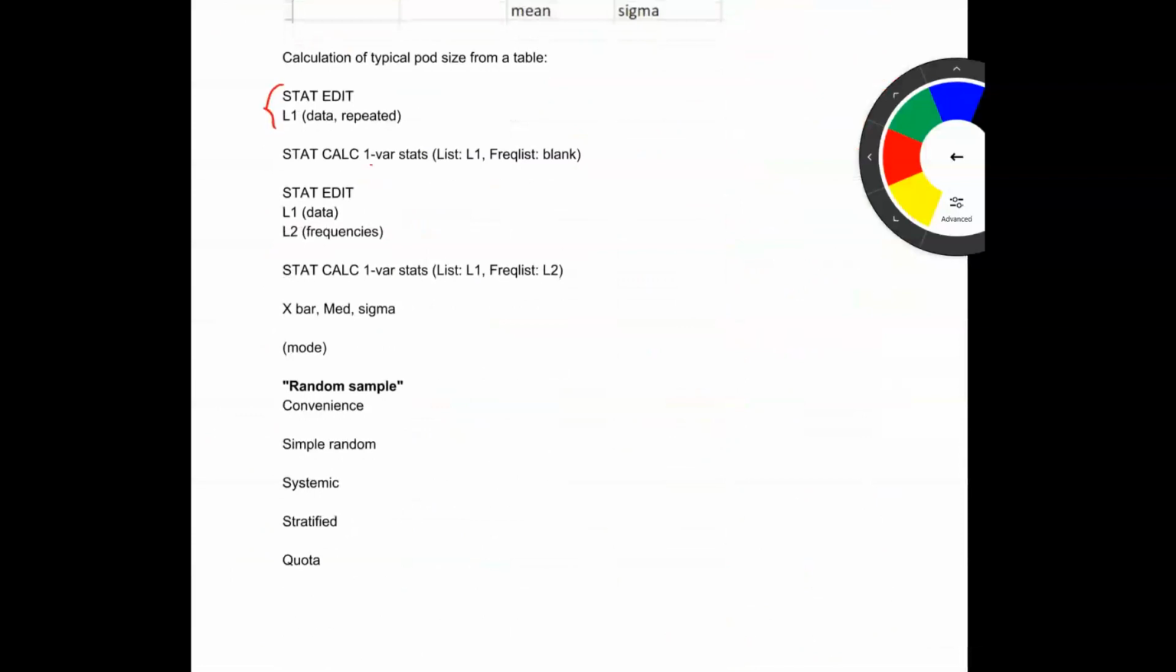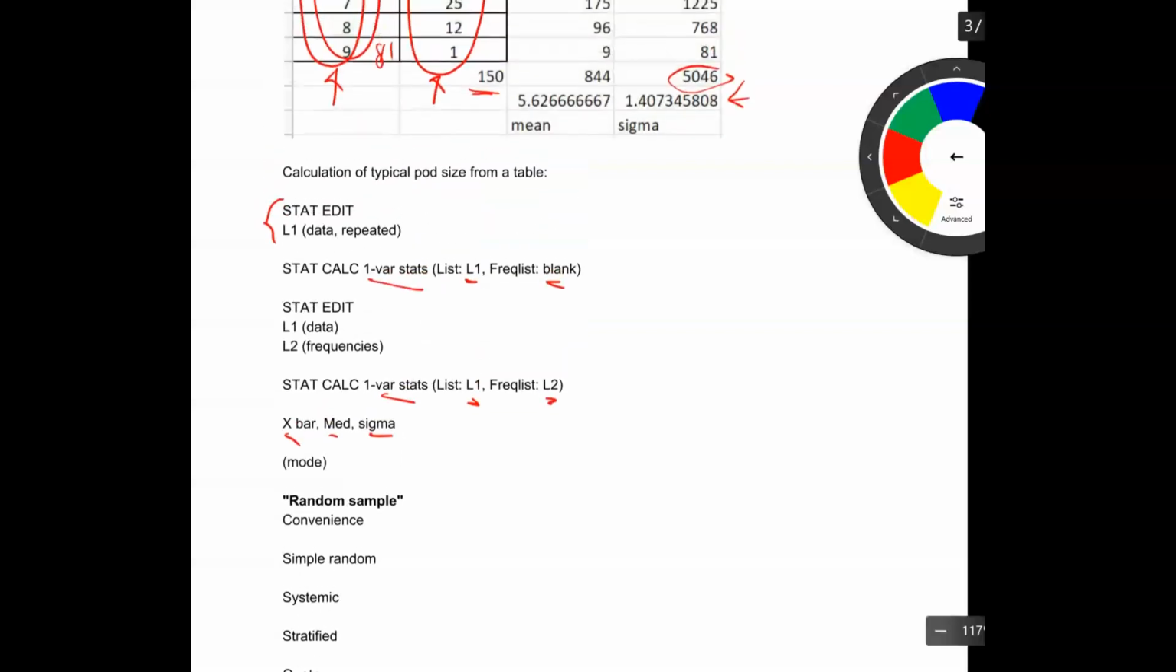So if you do stat calc one var stats and you say that the list is L1 and the frequency list is blank, or you do the same thing and you say that the list is L1 and the frequency list is L2, either way it's going to give you useful information like x bar, which is mean, med, which is median, and of course it doesn't give you mode, remember, and sigma, which is the standard deviation.